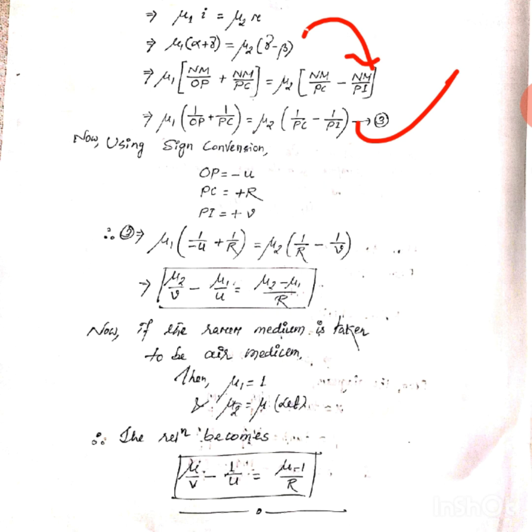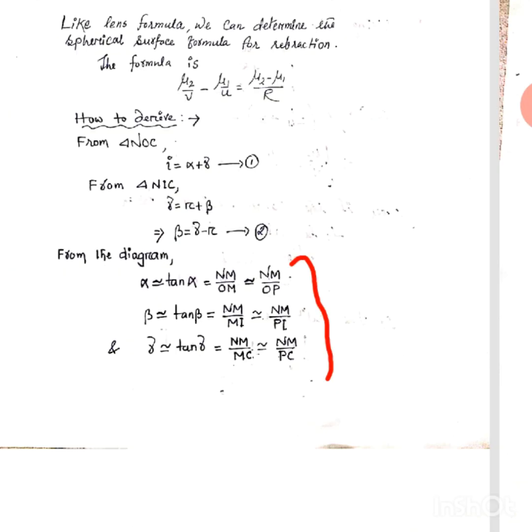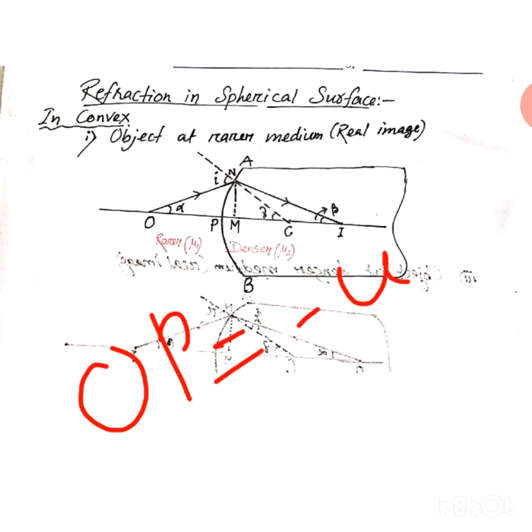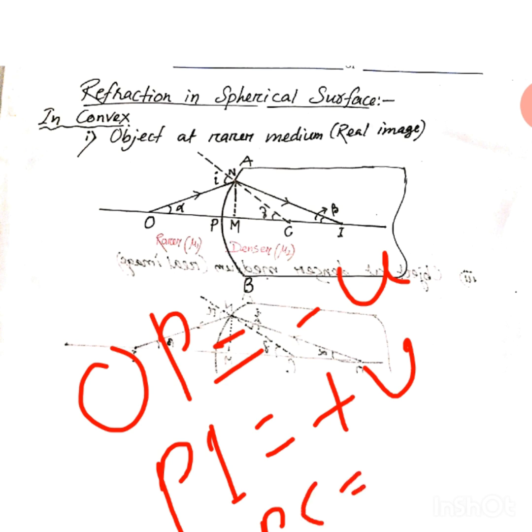Equation 3, in place of op, pc and pi, what we can do? We can use the sign convention. You got it in class 10. In place of op, what can we get? Op is the object distance, which is always negative, we know that. And pi is the image distance. As the image is towards the right, it will be plus using the sign convention. Similarly, pc will be plus r.